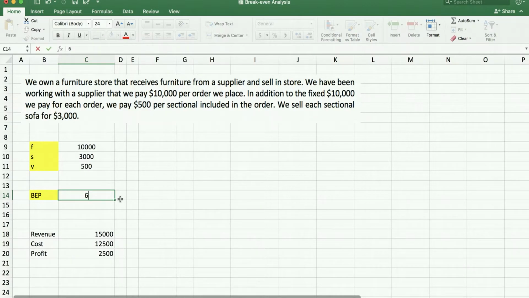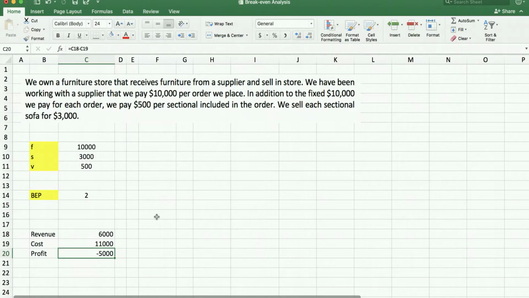Let's see what happens if we sell 6. Then the profit becomes $5,000. Let's see what happens if we were to sell 2 sectional sofas. Then you see that the profit became negative, which means that we are losing money and we are losing $5,000. Okay, so this is the idea behind break-even points.